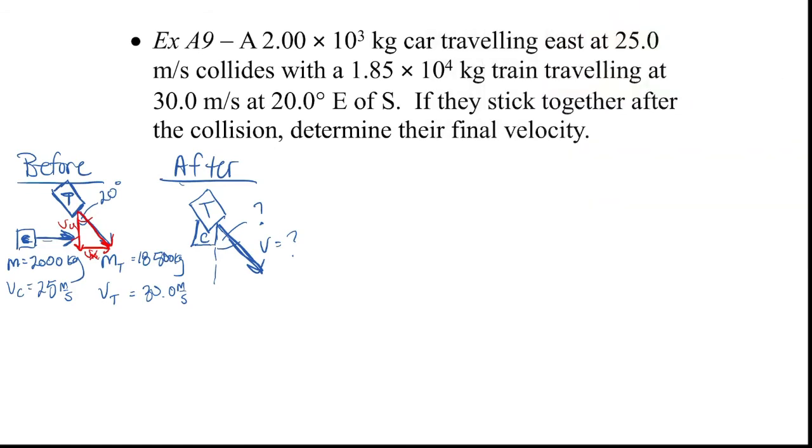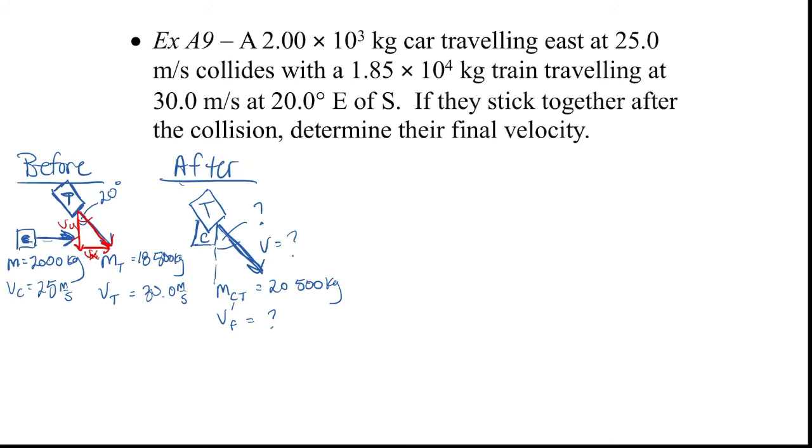And then, of course, we know afterwards they actually have a combined mass and a combined velocity because they stuck together. So here we have the mass of the car and the train afterwards, and that's going to be just the sum of both of their masses, which is 20,500 kilograms. And we're going to have to figure out what their velocity is afterwards. Since it's the velocity of both of them together, I'm just going to call that final velocity.